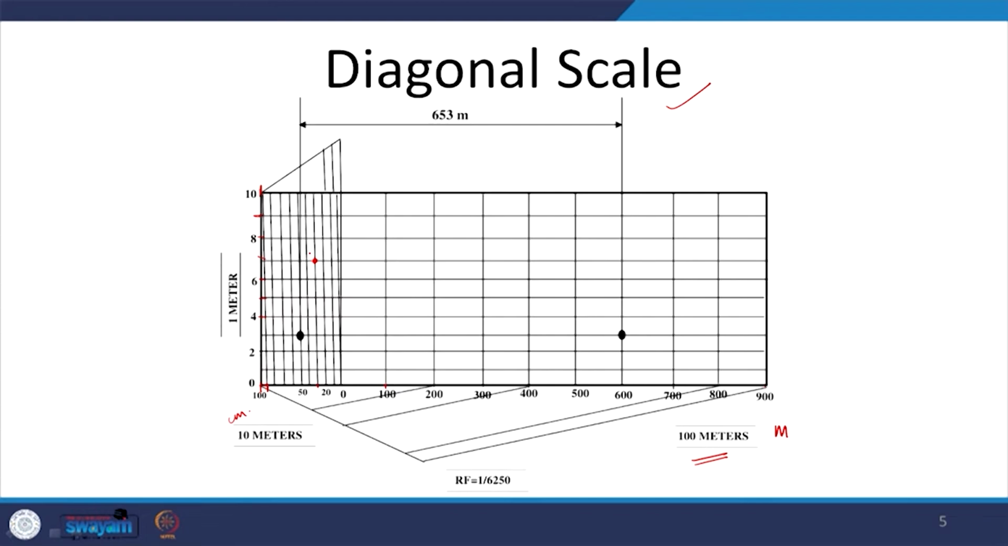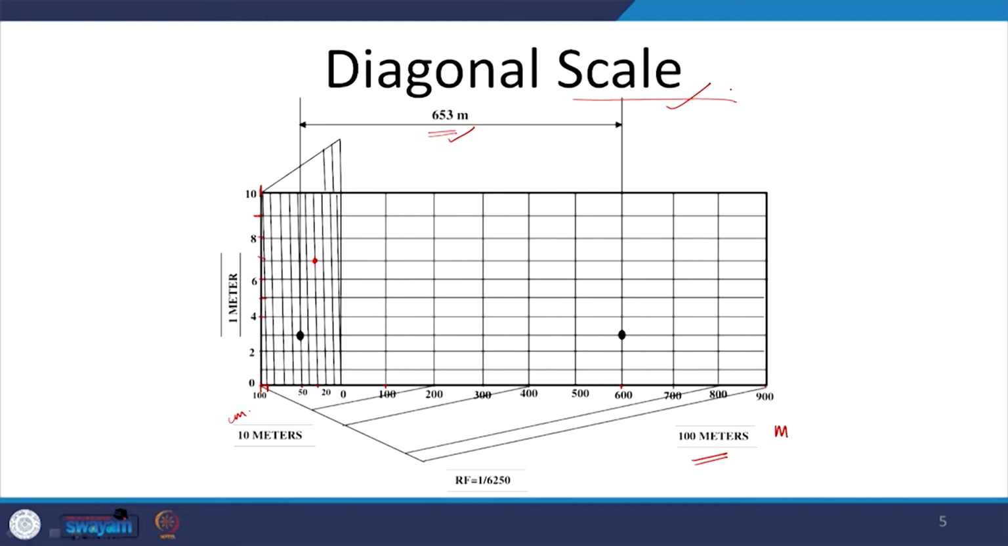Here, as it has shown, 653 meters. So, this is 650, and then we take it to the third one. So, this has increased from 650 to 653 at this point. That is what this diagonal scale enables us to do. So, we can measure up to the second decimal place, or we can measure it like this. This is what the diagonal scale enables us to do.